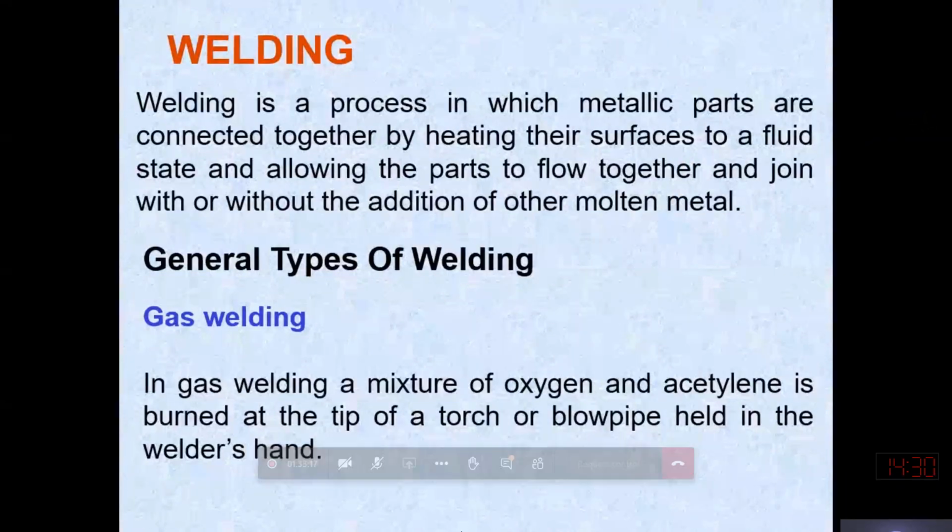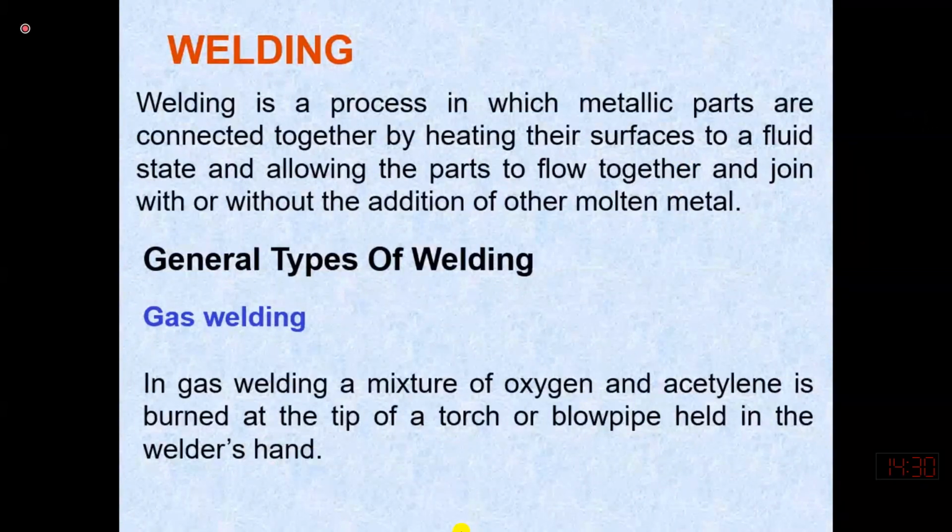Normally, welding is a process in which metallic parts are connected together by heating their surfaces to a fluid state and allowing the parts to fuse or flow together and join, with or without the addition of other molten metal. So in welding we heat up both parts, and after heating, when both parts or the connecting elements become molten, we join them together.